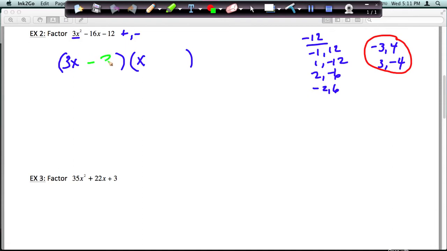So I'm going to try a negative 3 and a positive 4. And remember, I know my first terms and my last term work, so what we need to check is whether our outside and our inside terms add up to be a negative 16x. So let's go ahead and multiply, and I get a positive 12, and my inside terms are negative 3x, and I can already see there's no way that's going to add to be negative 16. That's a positive 9. Okay, so that doesn't work. So we're going to switch the negative 3 and the positive 4. I'm going to put the 4 and then the 3.